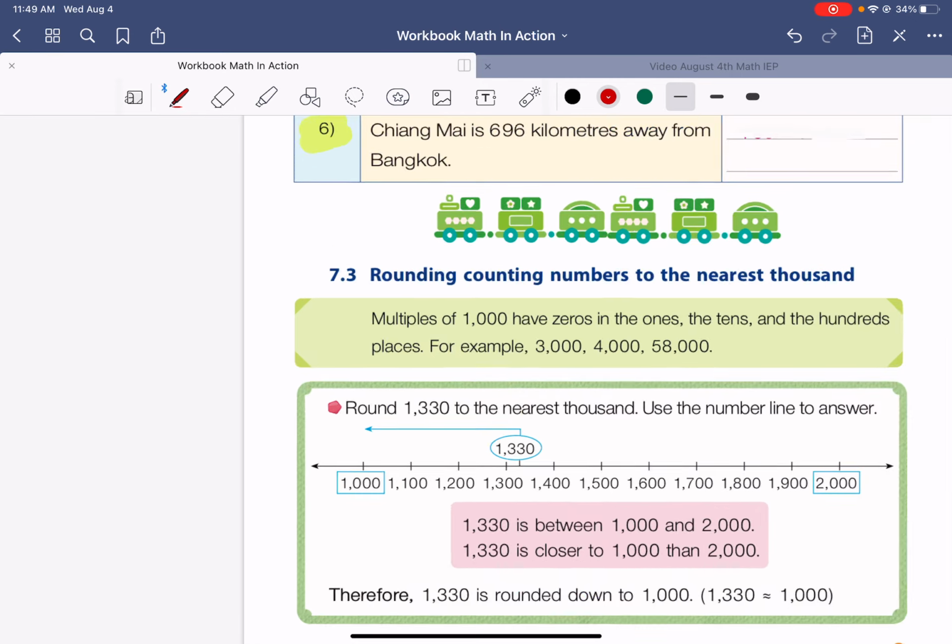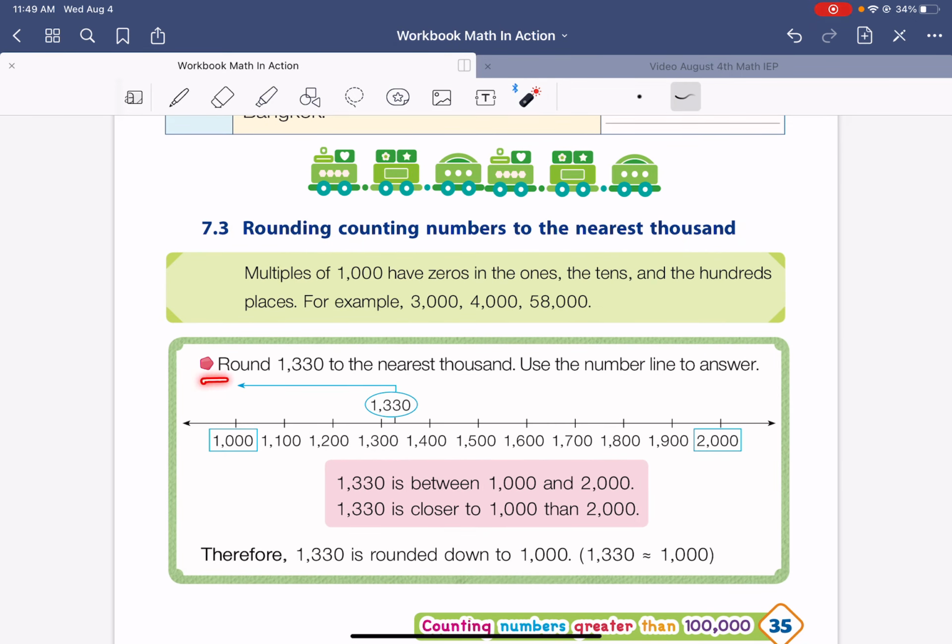All right, so round 1,330 to the nearest 1,000. Use the number line to answer. Here we have 1,000. Here we have 2,000. 1,330 is between 1,000 and 2,000. 1,330 is closer to 1,000 than 2,000 because it's closer. Remember, 3 we go down. So we're going back to 1,000. Therefore, 1,330 is rounded down to 1,000. Very good, 1,000. 1,330 is approximately 1,000.